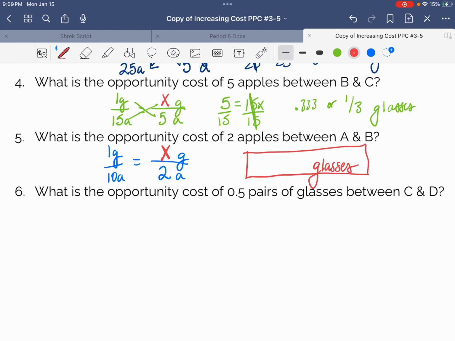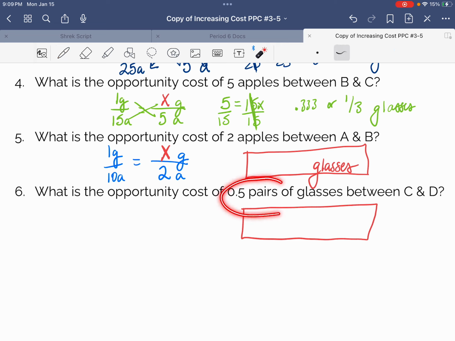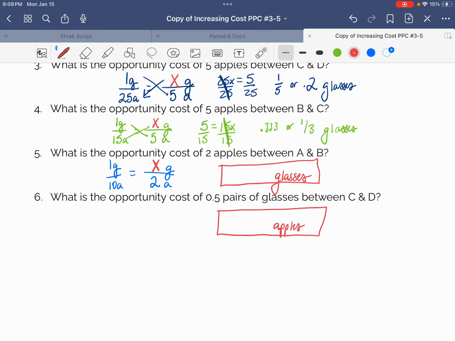And I'll tell you this as well. You're going to put a label with an answer and a box around it. They asked us to make half a pair more of glasses, so we're going to be losing out on apples on this one. So I'll give you even that hint. Do number 6 right now by yourself and hit play when you are ready.